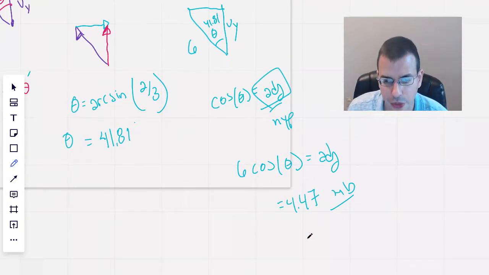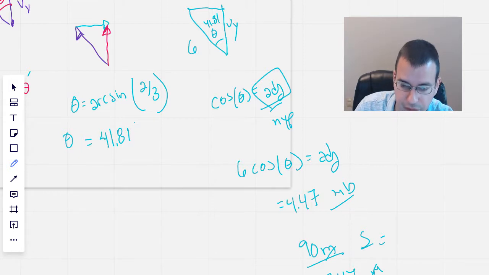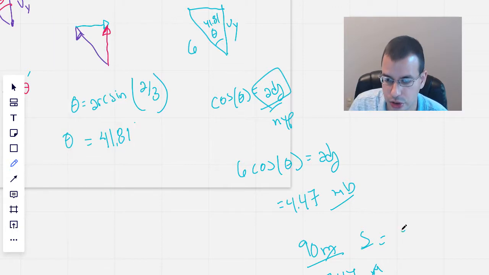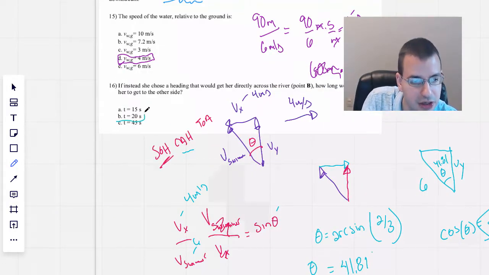So we'll do 90 meters divided by 4.47 meters per second. Meters will cancel. And so this is going to give us a time. So we'll do 90 divided by, oh, that's a 4. There we go. So we'll do 90 divided by second answer, and we get 20.12 seconds. We get our possible answers. 20 seconds right here.